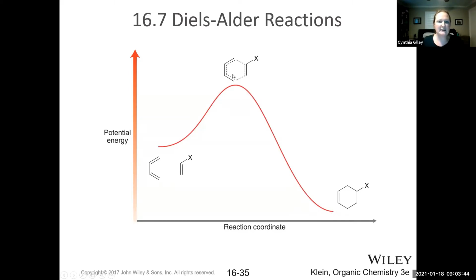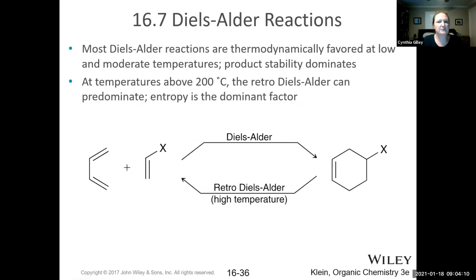The transition state has partial bonds being broken and formed. You have the 2 new sigma bonds being partially formed, as well as a pi bond between these 2 carbons, and then the pi bonds between the other carbons that are shown here are being partially broken. So it is a cyclic transition state leading to the cyclic product.